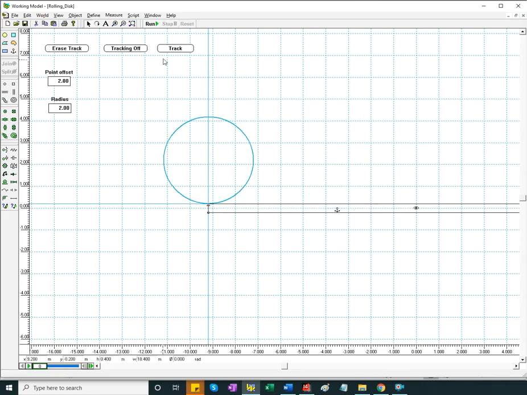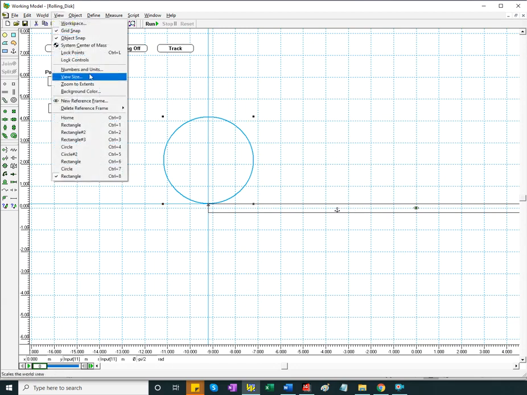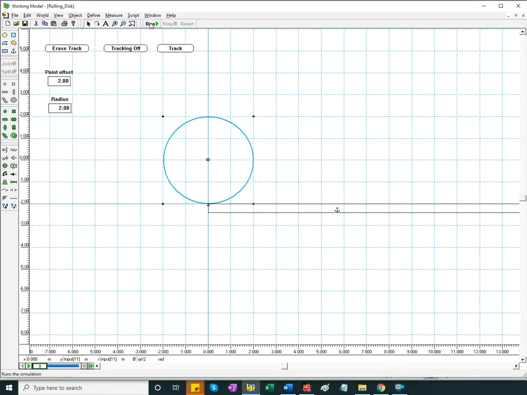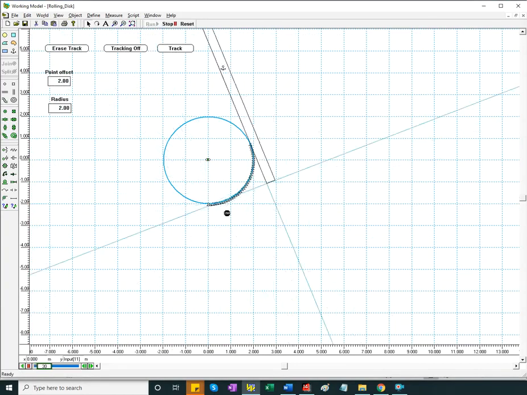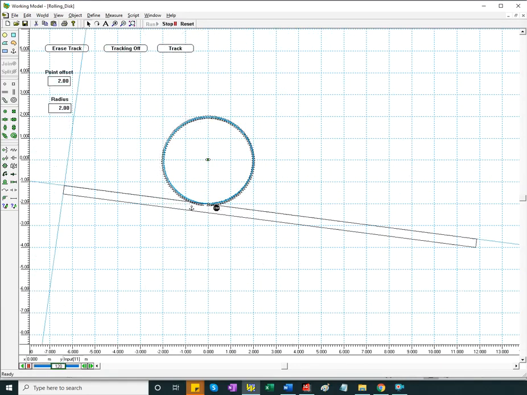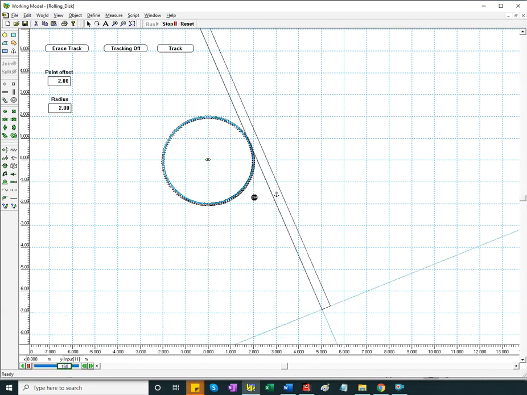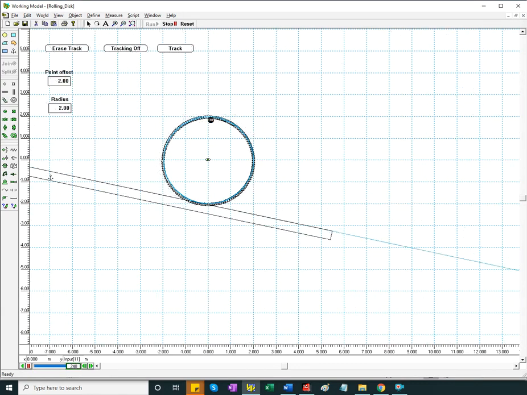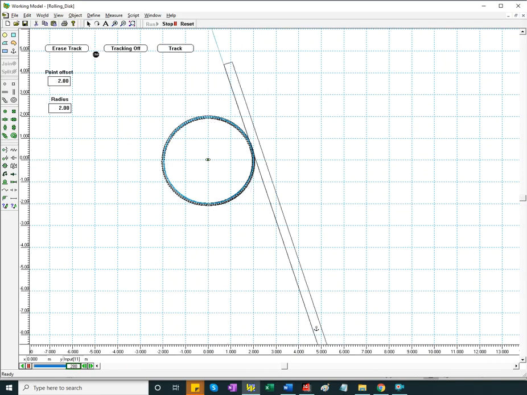If instead I move my observation point on top of the disk, so a new reference frame, and on the circle, if I hit run, then you can see that the locus of the instant center between the ground and the disk is along the circumference of the disk.